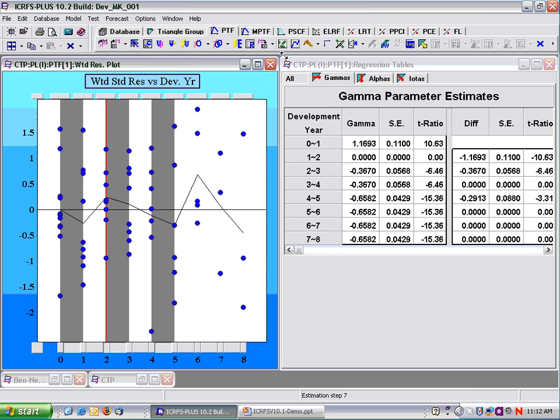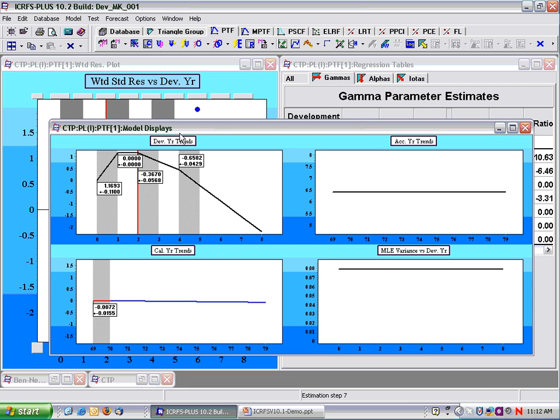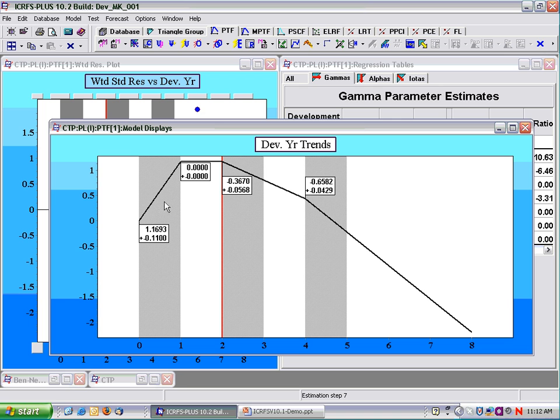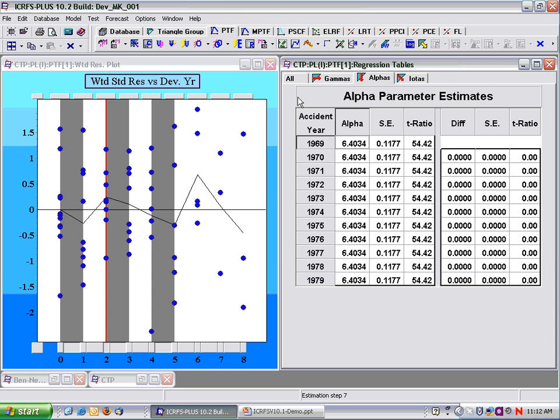So the trend structure that we've identified along the development years is 0 to 1, 1 to 2 it's flat, it goes down, and then the decay is pretty strong. From 4 to 8, it's minus 65.82%, plus or minus 4.29%, and later on we'll test to see whether that is stable. Let's look at the accident year direction.